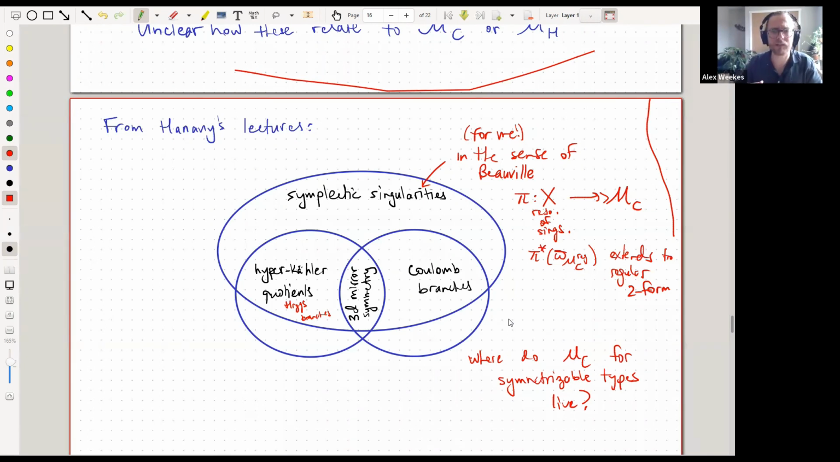It may seem like a technical condition, but it has a few nice consequences. One of them is that this implies, for example, that the Coulomb branch has finitely many symplectic leaves.